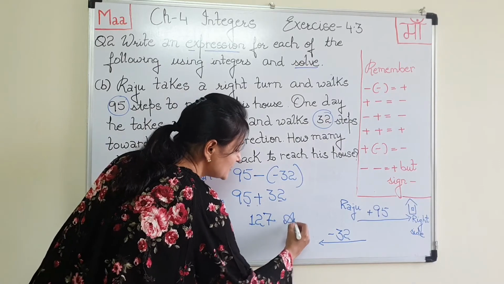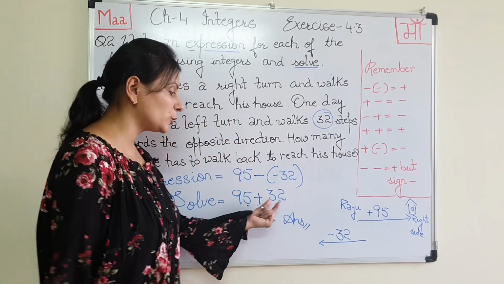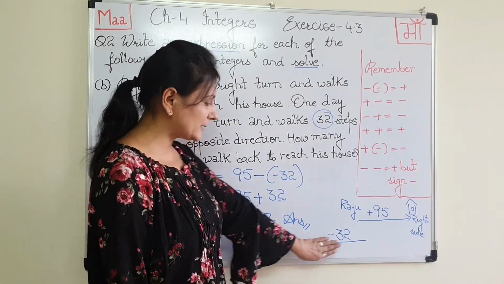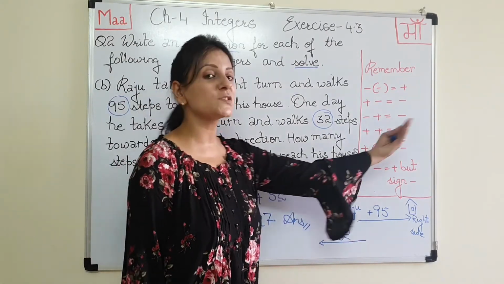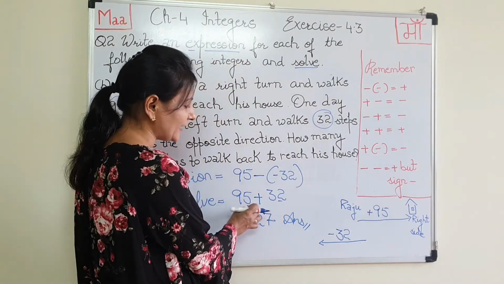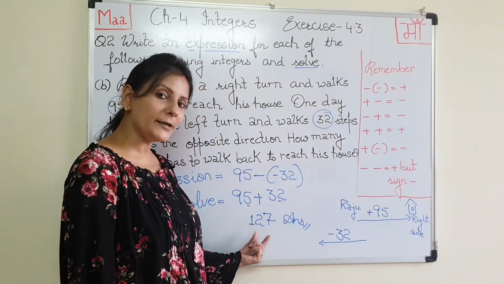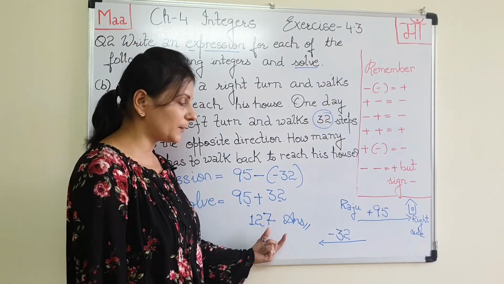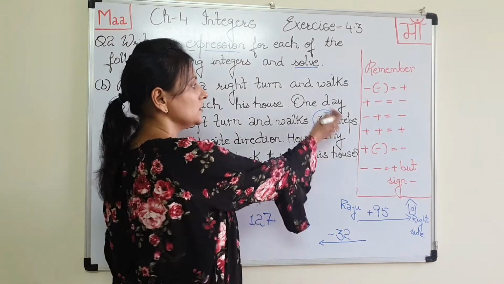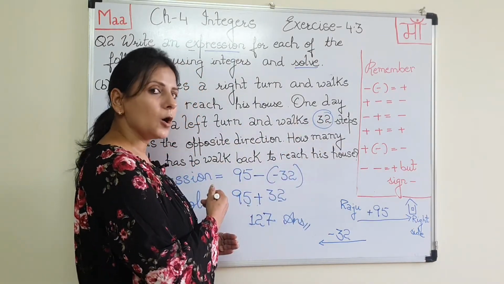So 127 steps. पहले तो ये 32 steps उसको कवर करने पड़ेंगे जो वो ऑपोजिट डायरेक्शन में आ गया है, पहले ये 32 steps कवर होंगे एंड देन उसके बाद में उसको 95 steps और वॉक करना पड़ेगा। सो इट विल बी 95 + 32, दैट मीन्स 127 स्टेप्स उसे वॉक करना पड़ेगा अपने घर तक पहुंचने के लिए, बिकॉज ही हैज़ टेकन 32 steps towards the opposite direction.